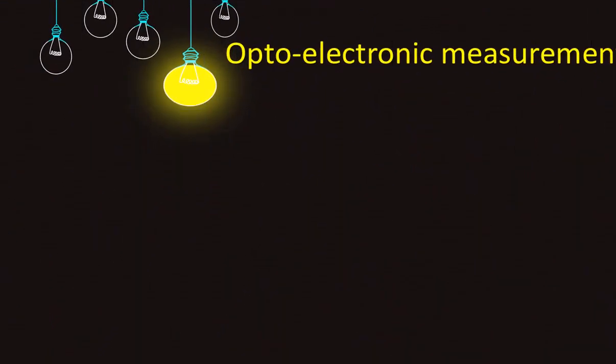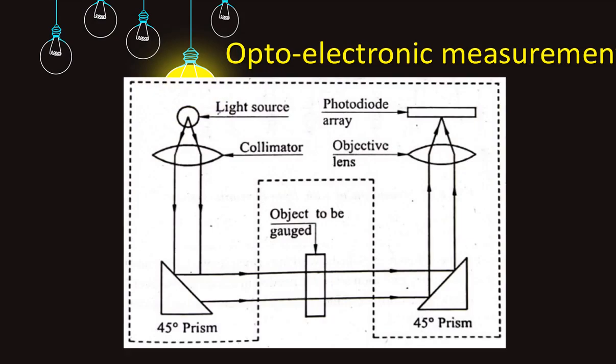Now the last topic is optoelectronic measurements. The optoelectronic measurement technique is a contactless method. It utilizes photodiode arrays having high resolution. Let us check the figure of the optoelectronic measurement system. This is the figure. The object to be inspected is back illuminated by a collimated light source.